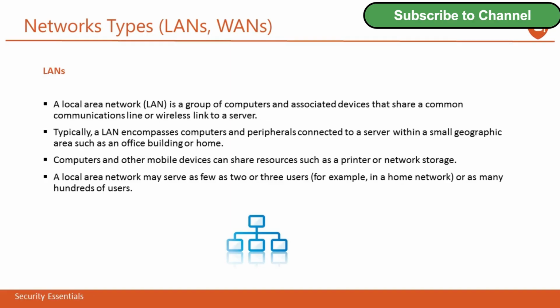If someone is connected with a single line, maybe it's broadband, maybe it's wireless, that is called a local area network. It's a very small range network, and it is in a particular office or a particular home or just a particular building. Computers and other mobile devices can share resources such as a printer or network storage. They can share with each other because they are connected by the same network.